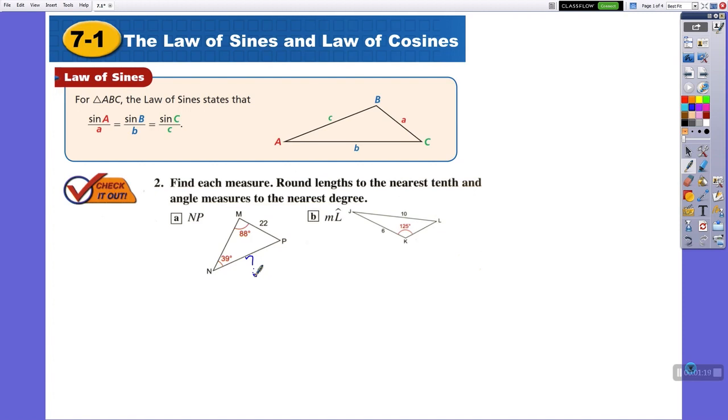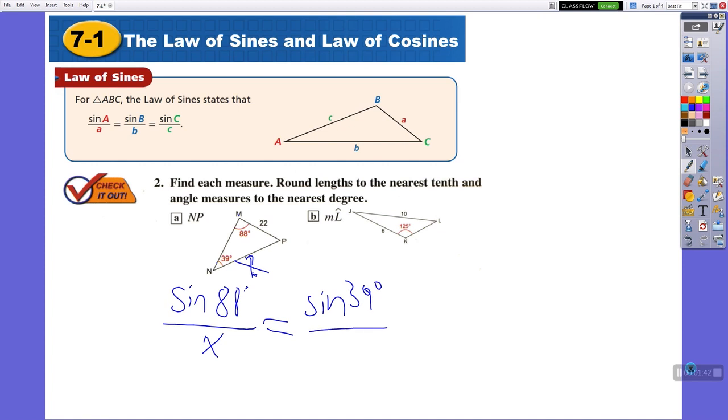So sine M, which is 88 degrees, over the side length opposite of it. Let's say it's x, is equal to, we are also given angle N, so we're going to use sine of 39 over the length of the side opposite of it, which is 22. All we have to do is solve this proportion.